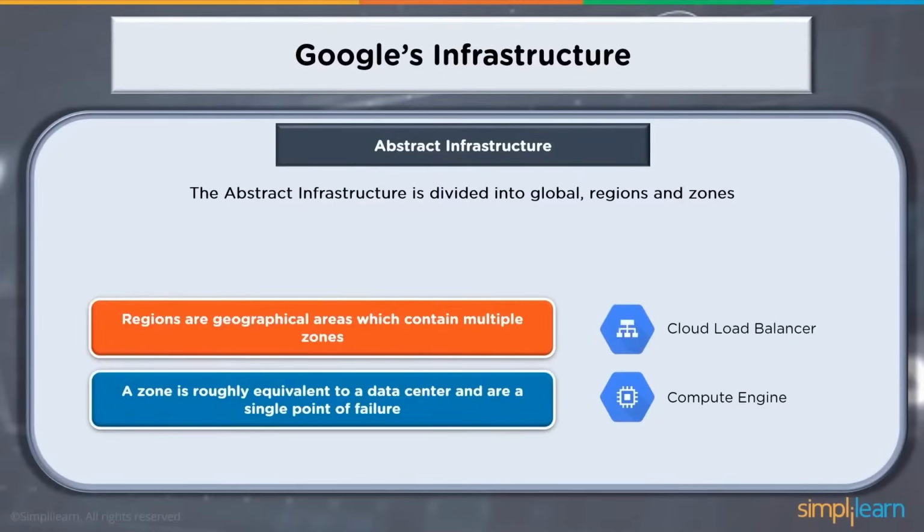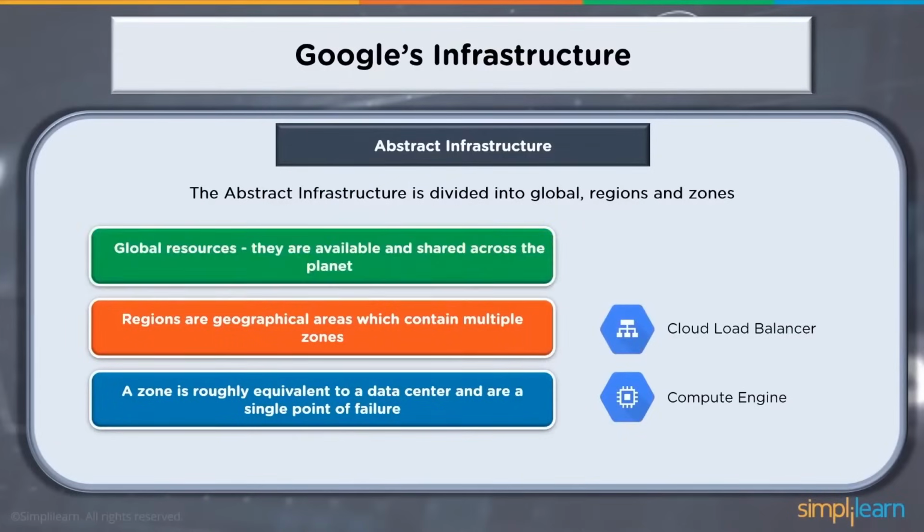So you have Cloud Load Balancer as an example of a regional resource. Then you have global resources, and they are available and shared across the planet. So you have various global resources such as network, which could even be your IP addresses and so on.